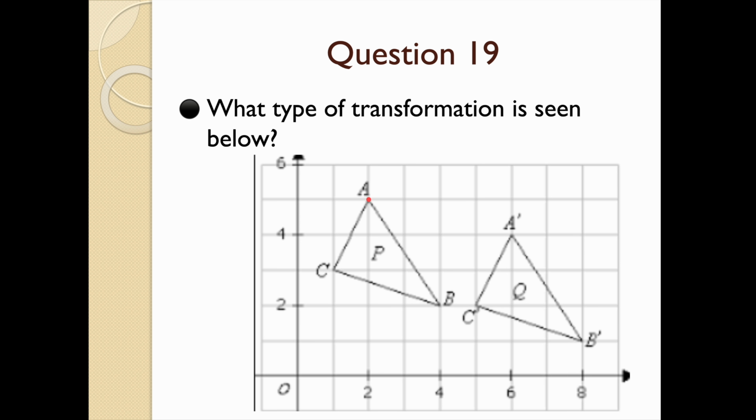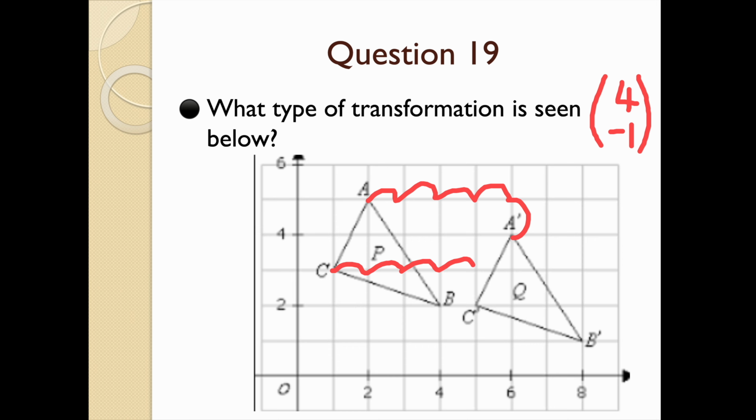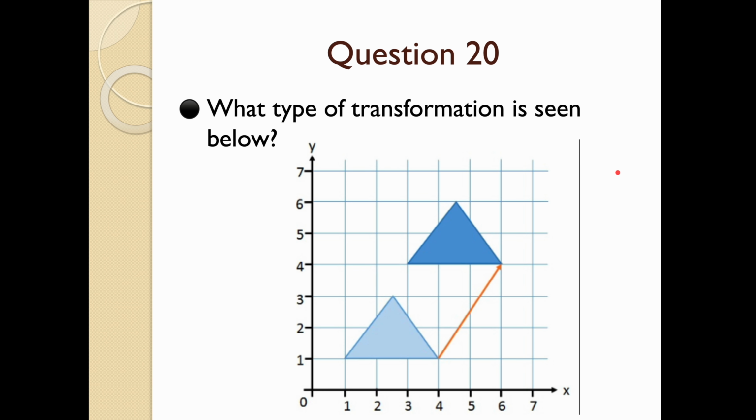In order to figure that out, we figure out how we got from A to A prime. We went 1, 2, 3, 4 to the right. So that's 4. And then we go down 1. So it's (4, -1). Likewise here, we go 1, 2, 3, 4 to the right, and then 1 down: (4, -1). To get from B to B prime, 1, 2, 3, 4 to the right, and then 1 down: (4, -1).